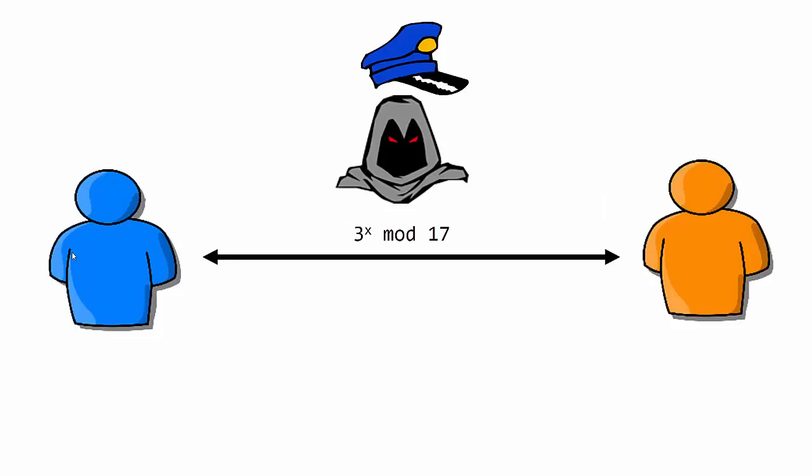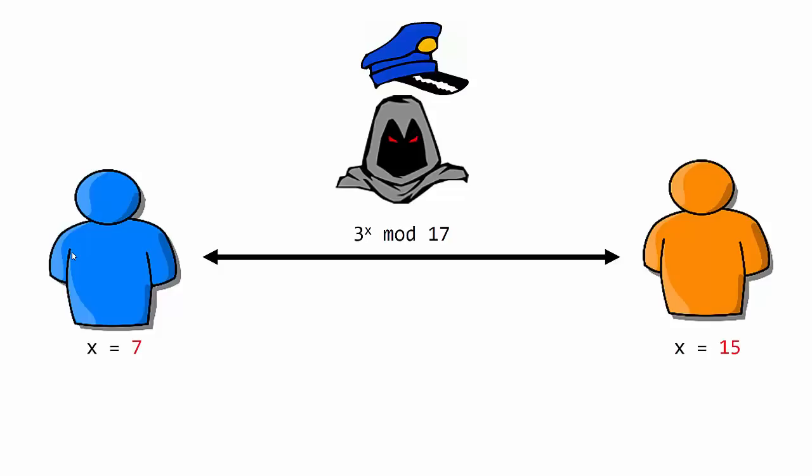So let's see how we can actually defeat our evildoer on the internet using this technique. What we're going to do is give out some public information. We're going to tell the whole world, including the evildoer, that what we're going to be doing to exchange information is raising 3 to some number, let's call it x, and then dividing by 17 and getting the remainder. So both me, my destination, and the evildoer can fully know that this is the system we're going to use.